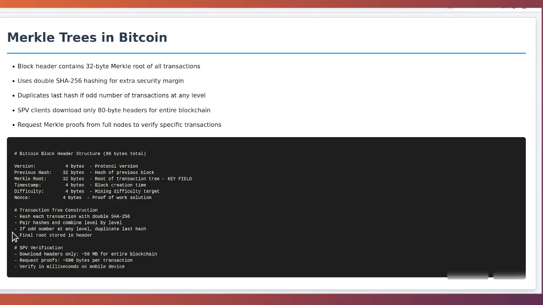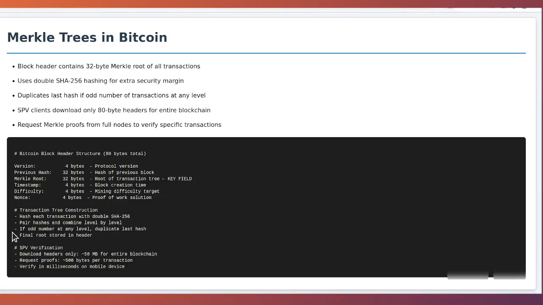Bitcoin blocks can contain anywhere from one transaction to several thousand. The Coinbase transaction, which creates new bitcoins for the miner, is always the first transaction. All other transactions in the block are organized with the Coinbase transaction into a complete Merkle tree. When constructing the tree, Bitcoin hashes each transaction using double SHA-256, meaning it hashes the result of SHA-256 again with SHA-256. This double hashing provides an extra security margin. The tree is built bottom-up, repeatedly pairing and hashing until only the root remains.